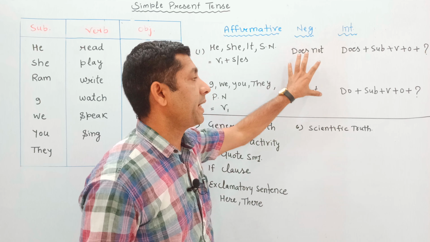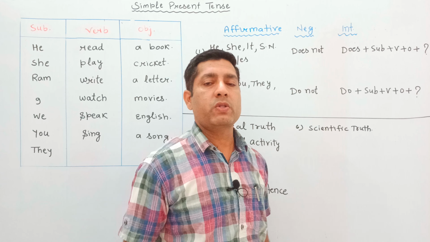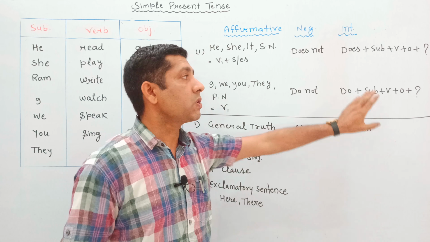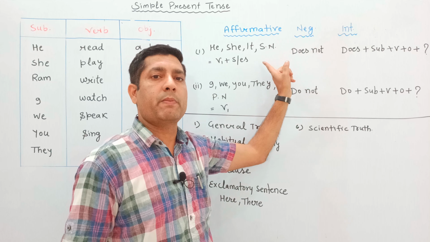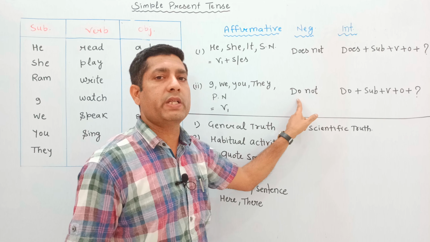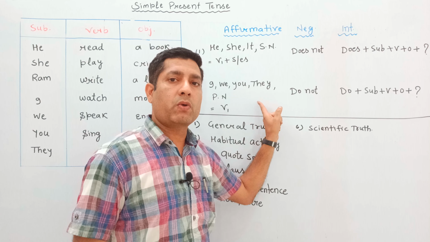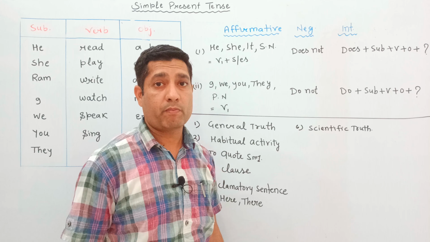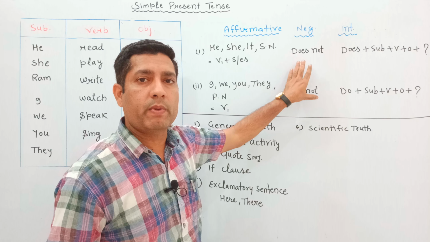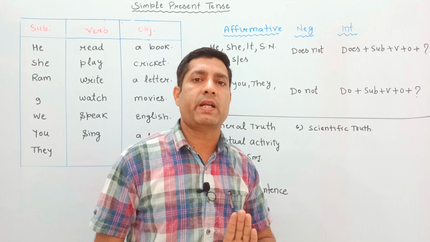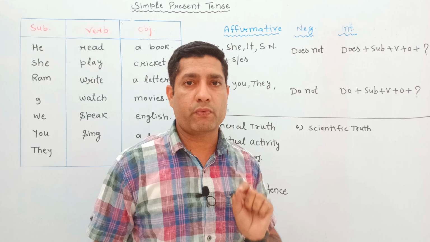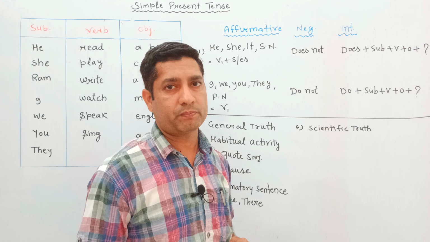If we talk about negative sentences, we use the helping verbs do not and does not. Does not is used with third person singular subjects, and do not is used with plural nouns. But remember one thing, only the base form of the verb is used in negative sentences. We don't add s or es with the first form of the verb.